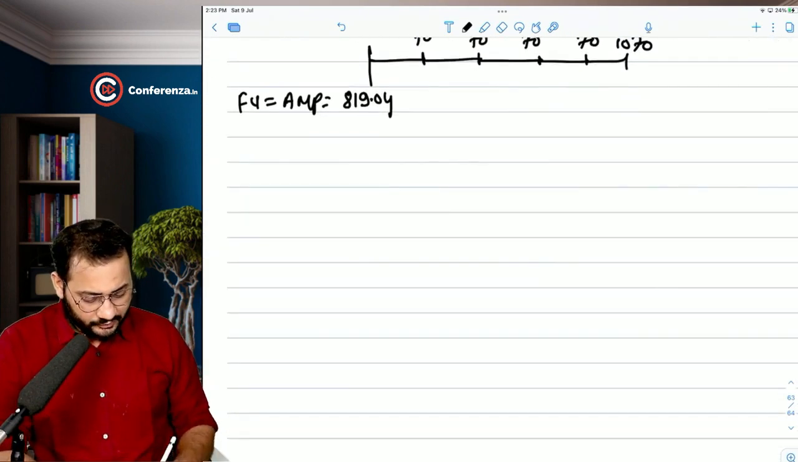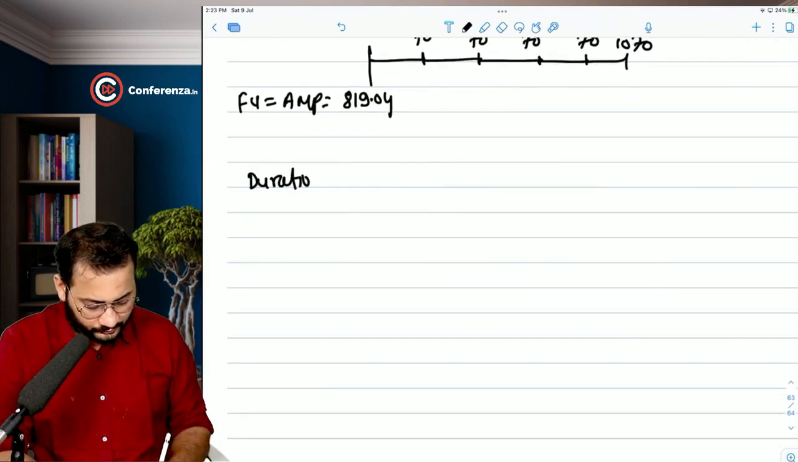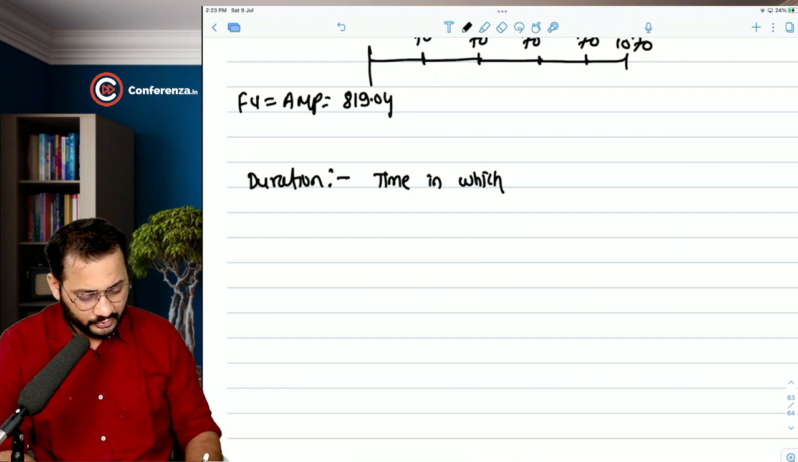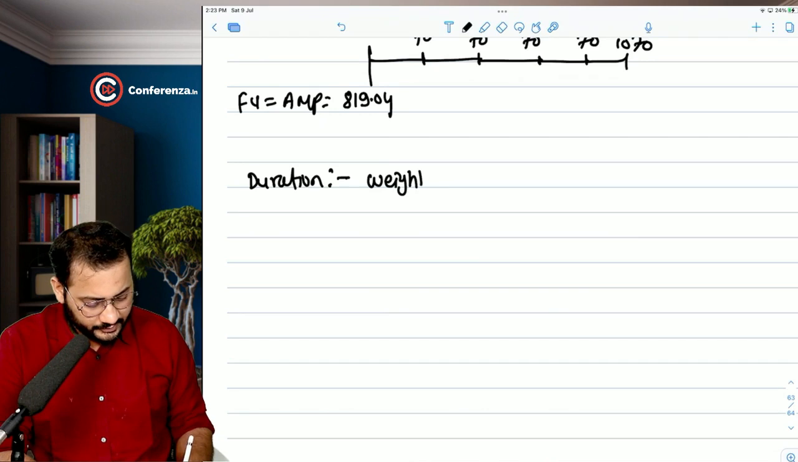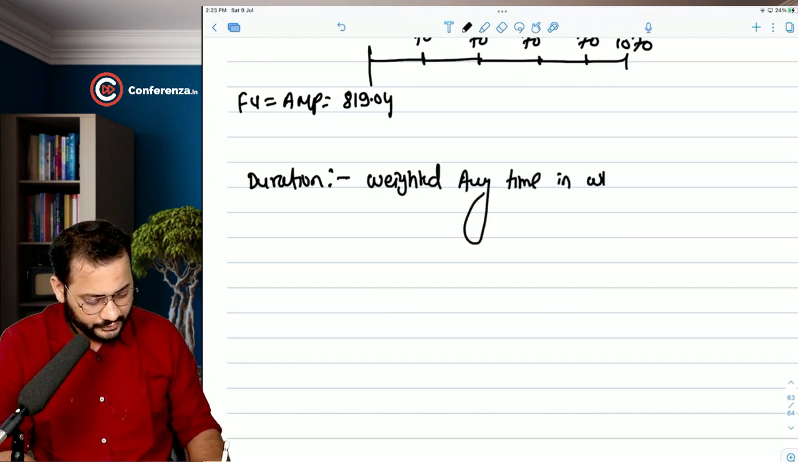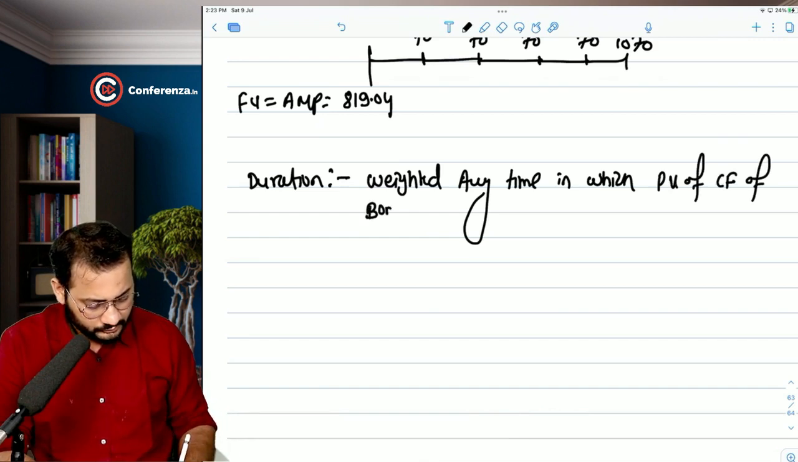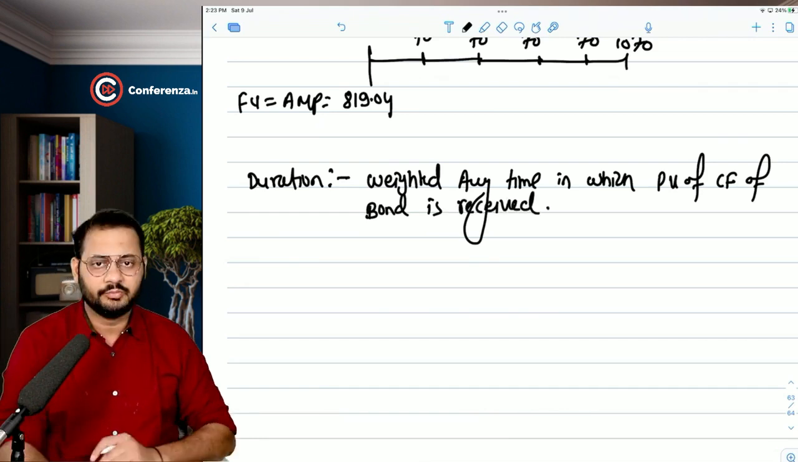So let me write down a couple of things first. Duration. What is the meaning of Macaulay's duration? Time in which, or in a better word, weighted average time in which present value of cash flows of bond is recovered or received. Simple.